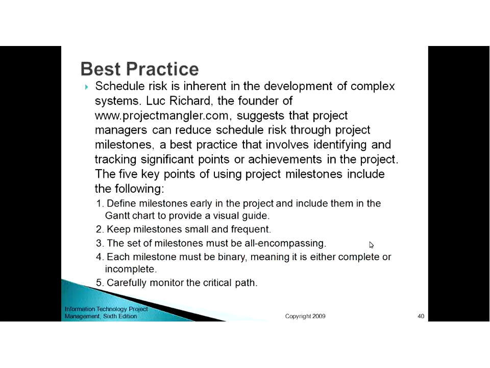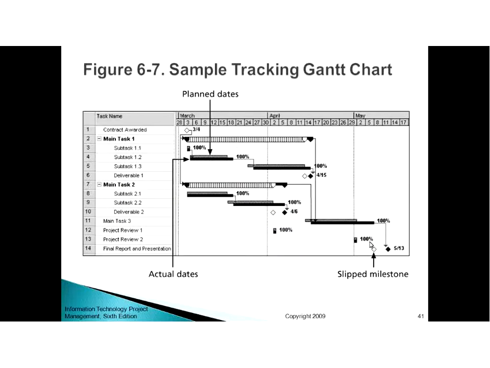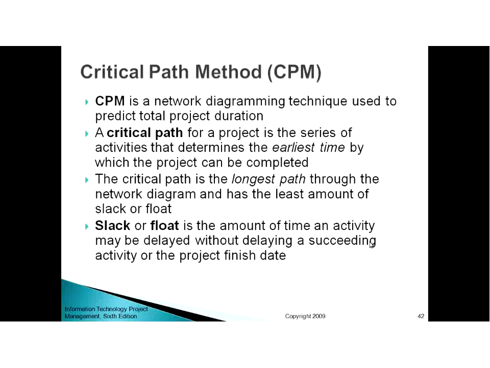Define milestones early in the project, keep them small and frequent. The set of milestones must be all-encompassing. Each milestone must be binary, meaning either it is complete or incomplete, and you carefully monitor the critical path. Now this is a sample tracking Gantt chart, which is watching the slipped milestone, the real milestone, the planned dates, and the actual dates.